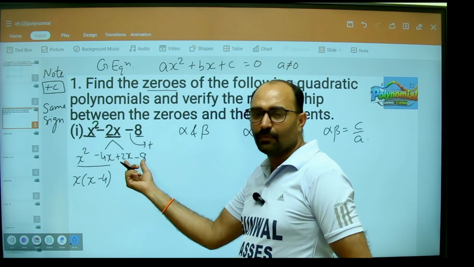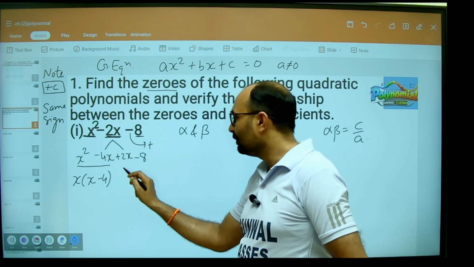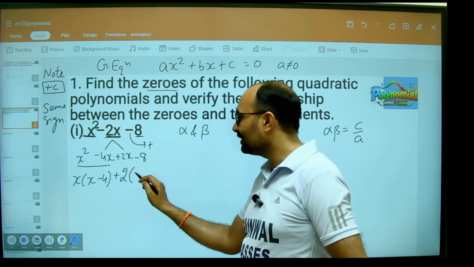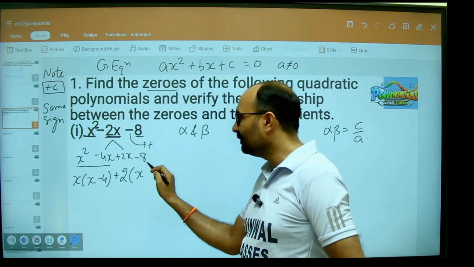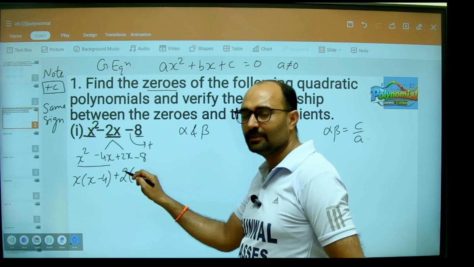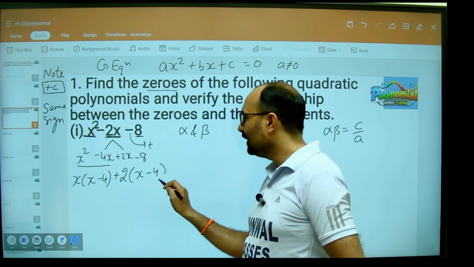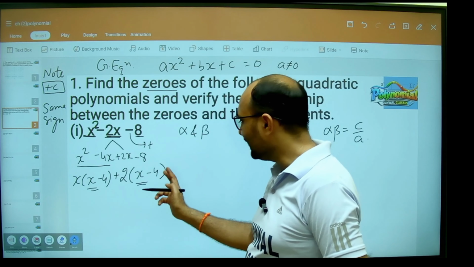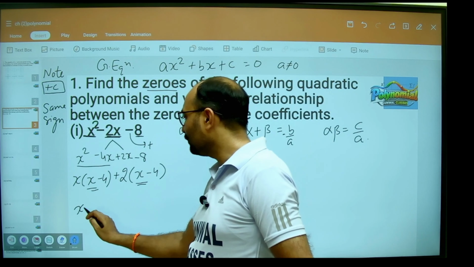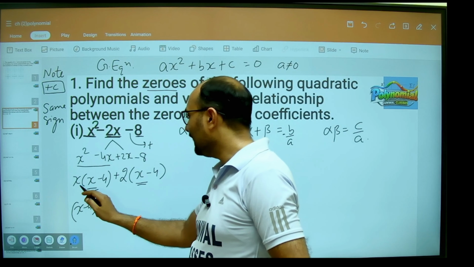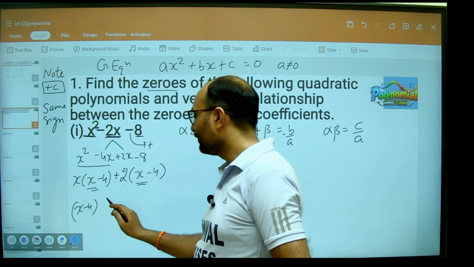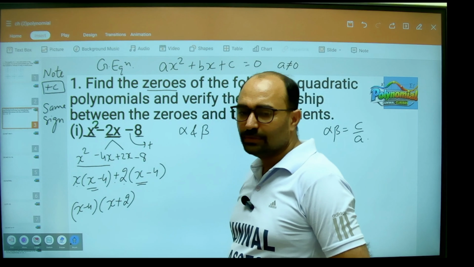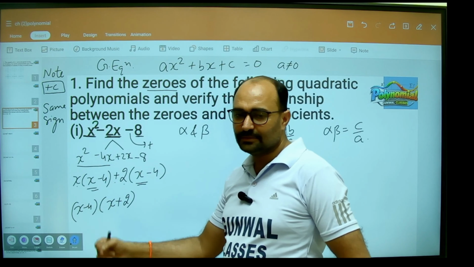Here, what is common? 2 is common. Positive or negative? Positive. We are left with x. If we divide this number by 2, because 2 is taken out common, we are left with 4. If you observe, both the brackets are the same. We will write them once. X minus 4 is common now. We are left with x plus 2. So the second bracket is x plus 2. So these two factors are here.